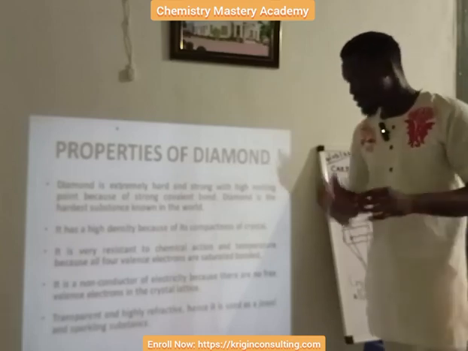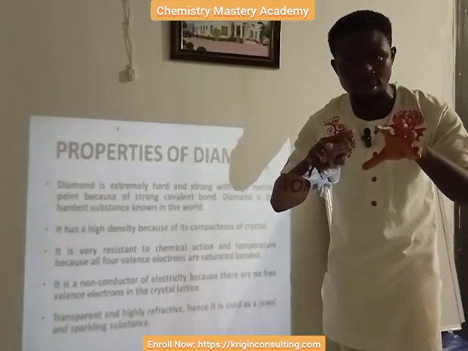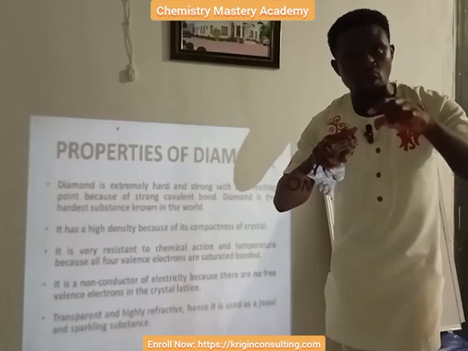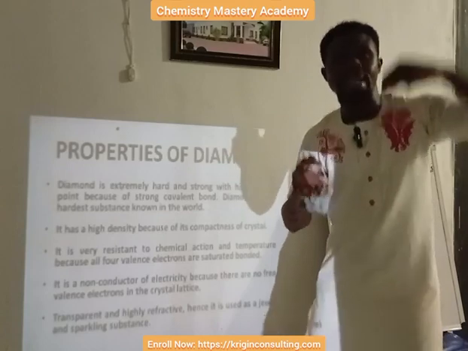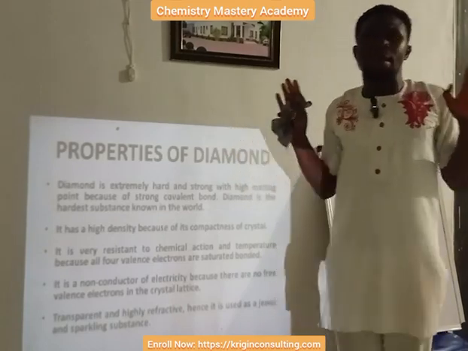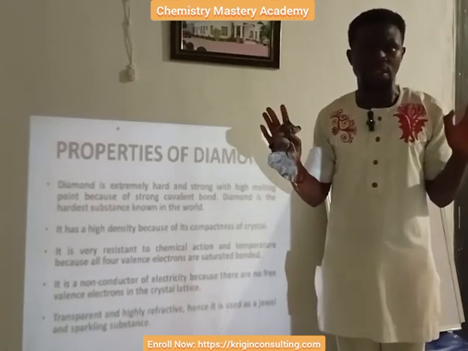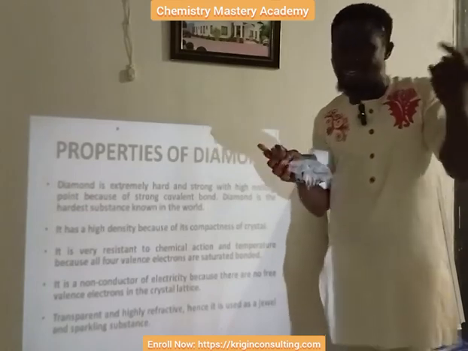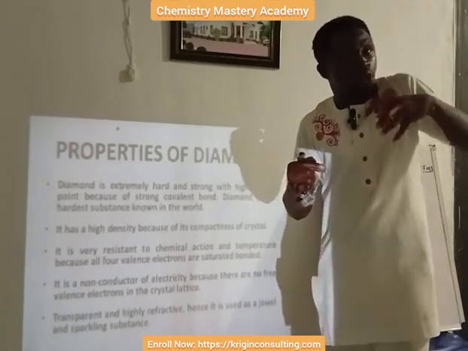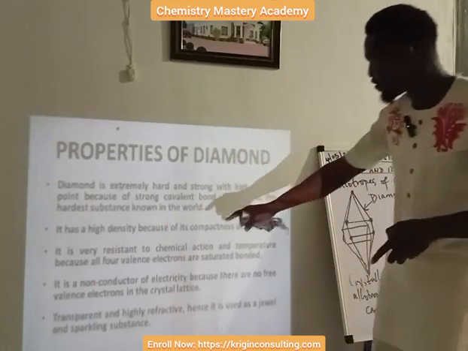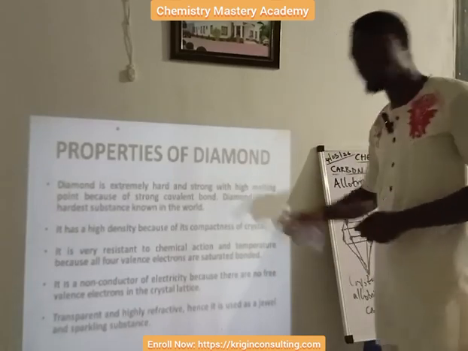What do we mean? Diamond does not react with chemical substances. Why? Because the carbon that makes it up is already balanced. It's completely filled already. So it does not need anyone to be added to it. It does not need anyone to be taken from it. And it refuses to release anyone. That's why we said it is very resistant to chemical action and temperature.